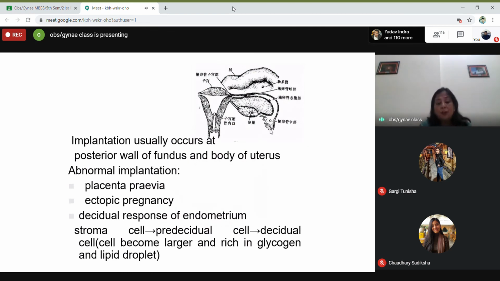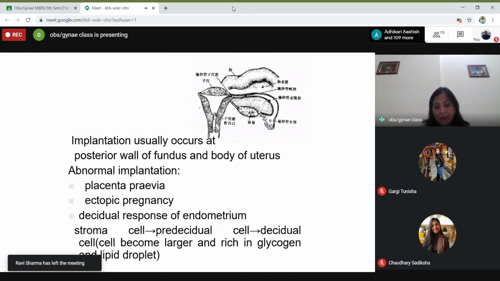Implantation usually occurs at the posterior wall of the fundus. This is the fundus, and it usually occurs at the posterior wall of the fundus. And if implantation occurs in abnormal places, like sometimes the placenta implants in the lower part, not in the fundus but below, by the cervix or lower uterine segment, then it is called placenta previa.